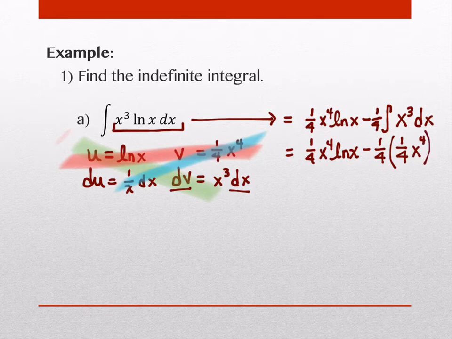And then, as Abby mentioned earlier, we're taking an antiderivative in a general form, right? So we do have a plus c on the end of this. And all that's left to do is to clean up the fact that I've got a 1/4 times 1/4 here. So my final answer ends up being 1/4 x to the 4th natural log of x minus 1 over 16 x to the 4th plus c.